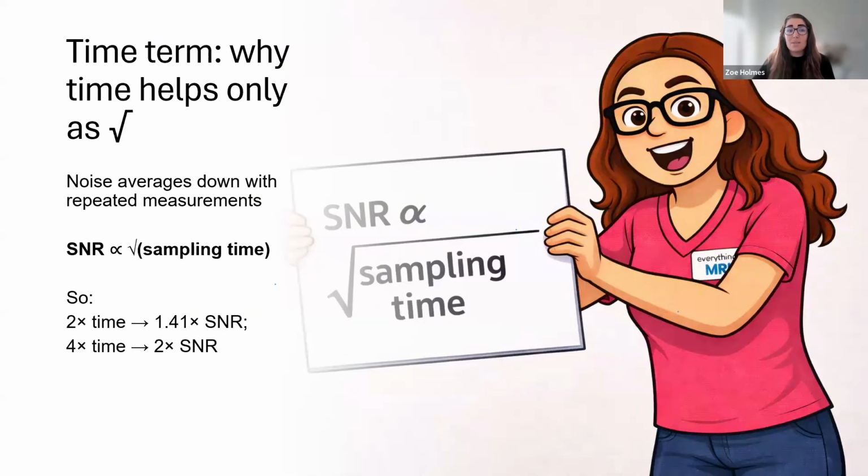So the rule is this: spend time on your signal to noise ratio when motion is controlled and the gain is worth it. If motion is present, your priority is usually to shorten your scan time to reduce your motion artifact, even if it comes at a bit of a cost of signal to noise ratio.